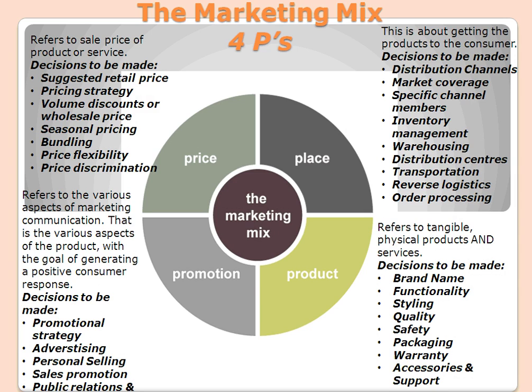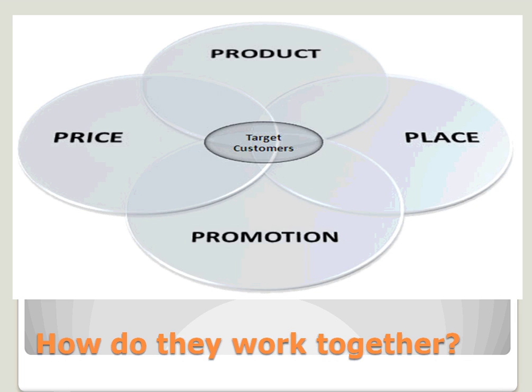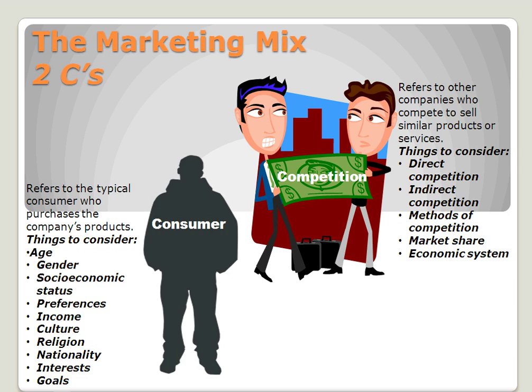So those are the 4 P's, and these 4 P's are the internal factors that a company can control. So what about the 2 C's? The 2 C's are consumer and competition. Consumer is really the target market for a company. Anybody can buy any product. That's not necessarily what we mean by consumer.